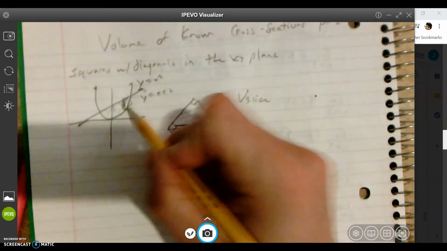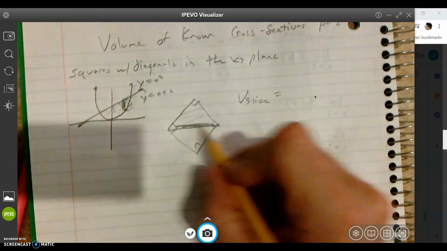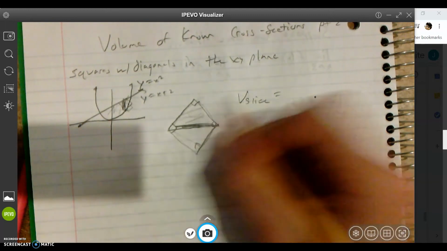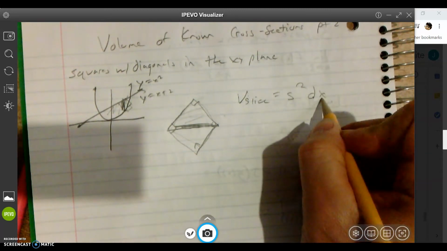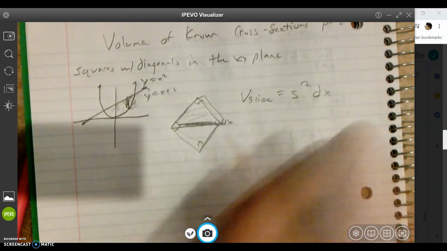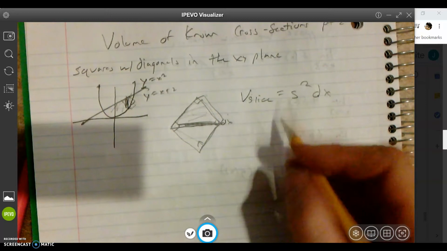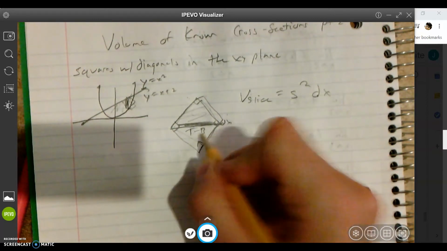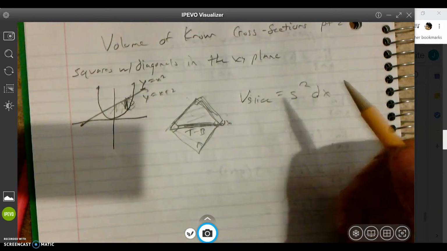Okay, so let's see. So the volume of a slice, the volume of a square is just side squared. Side times side, length times width, dx. That would be the height. Let's make it three-dimensional. There we go. There's dx. So what are we going to do? So we know that this is top minus bottom. That's not the side. This is the side and this is the side. So how do I get that?